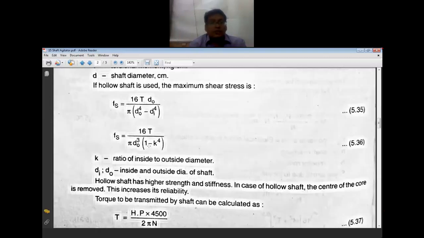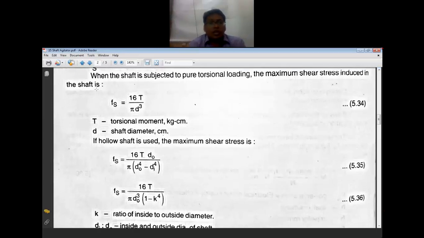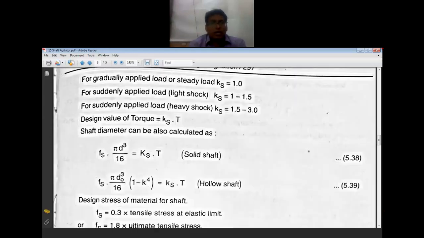The difference between the two equations is that this equation, Fs equal to 16T upon pi d cube, is for the solid shaft, and the stress Fs equal to 16T upon pi d cube into bracket 1 minus k raised to 4 is for the hollow shaft. That means 1 minus k raised to 4 has been incorporated for a hollow shaft. The same thing here also, 1 minus k raised to 4 has been incorporated for the hollow shaft.